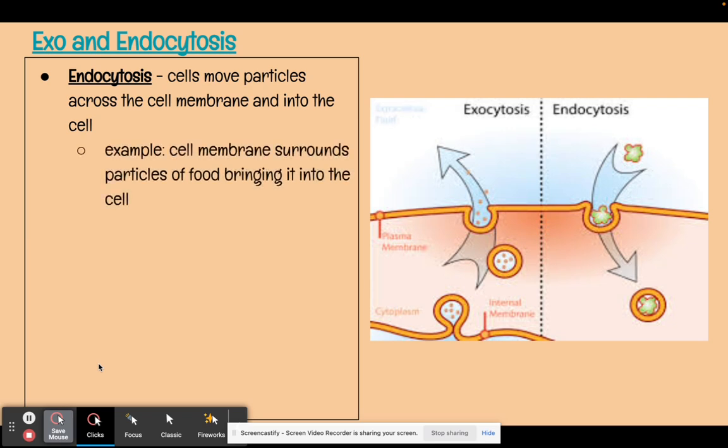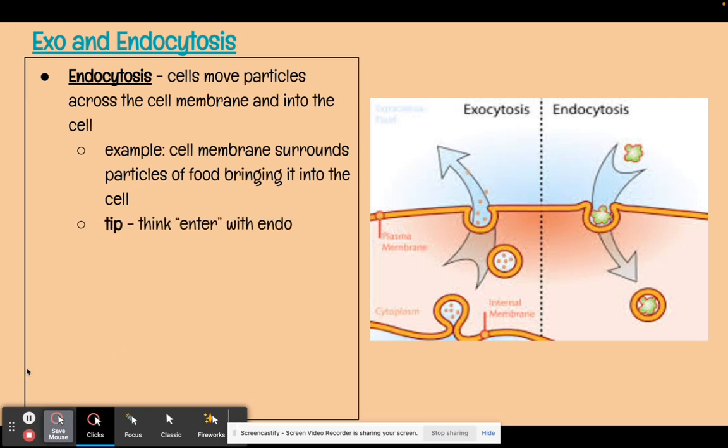An example would be the cell membrane surrounding particles of food and bringing it into the cell. Amoebas do this, where they will surround their entire bodies around the food particle they want to ingest, and then they will pinch their cell membrane together to create a vesicle around that food particle to then digest it.